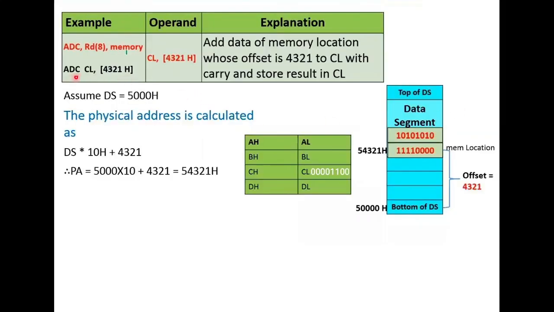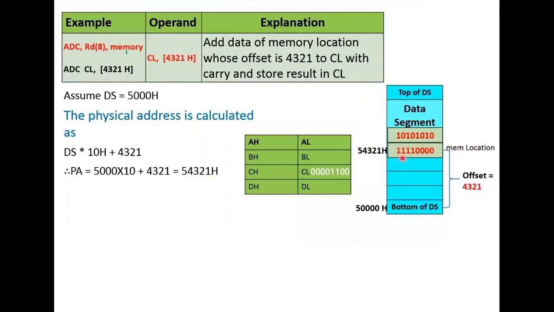Next one, ADC CL comma 4321 inside the square bracket they given. So register comma memory, and finally you are going to store the result in CL, because CL is here the destination operand, and inside the square bracket they given a 16 bit value, which means this is the offset or memory location. So here you need to consider the DS base address, then by using that base address and offset address we can calculate the physical address. After calculating we are getting the 20 bit physical address, that is 54321, and from the base we should travel 4321 distance to reach this memory location. Now I reached the 54321 memory location.